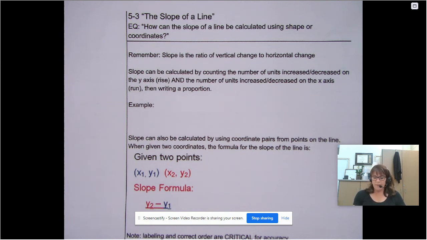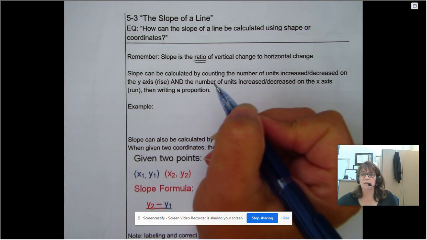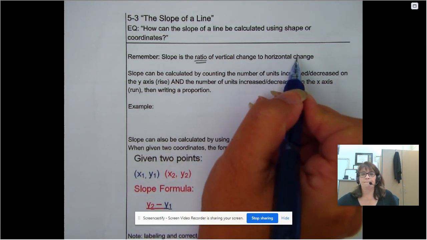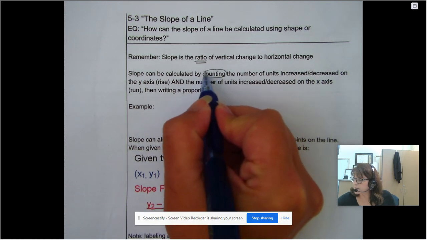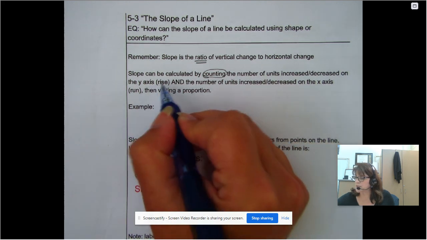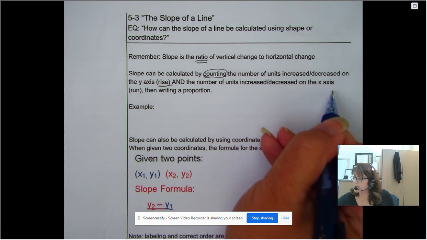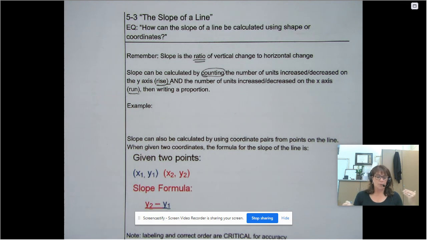So from our other lessons, please remember that slope is a ratio, typically written as a fraction, of vertical change to horizontal change. Slope can be calculated by counting the number of units increased or decreased on the y-axis, which is the rise, and the number of units increased or decreased on the x-axis, the run, and then writing a proportion.